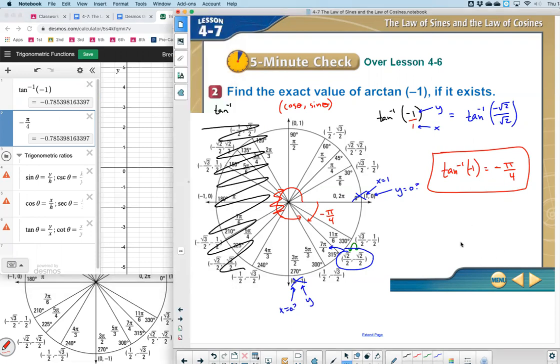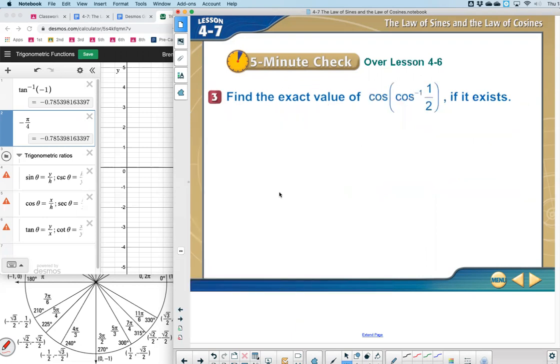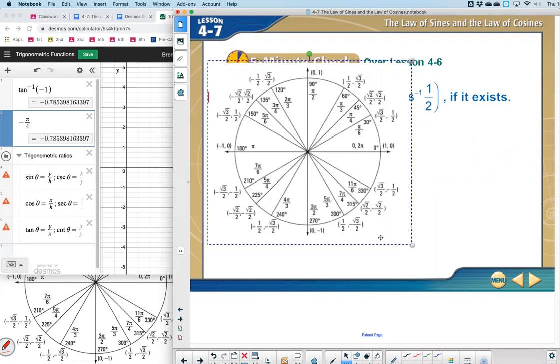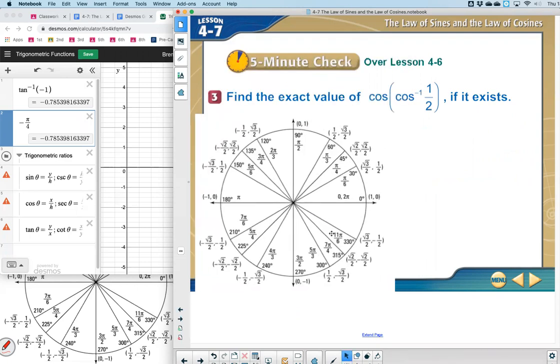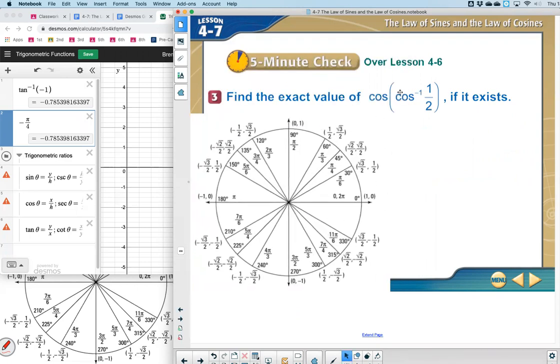All right, so we've seen sine inverse and tangent inverse eliminate the left side of the graph because their domains are very similar. Not exactly the same, but very similar. Cosine inverse's domain is different. So let's work out this problem. And not only that, this problem is a two function. It's a composition of trigonometry.